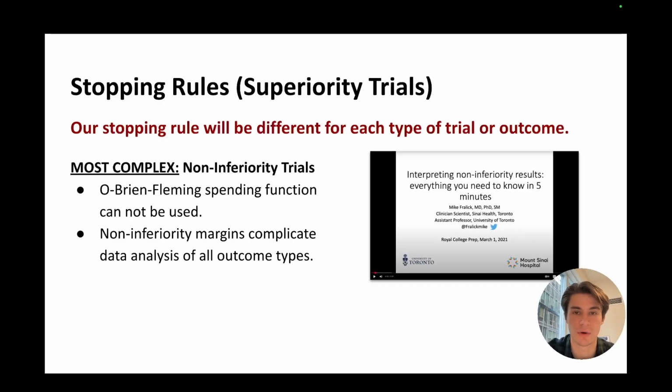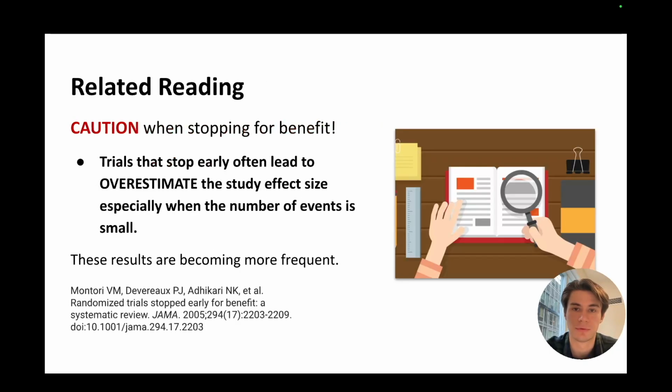What I find to be most complex would be dealing with stopping rules in non-inferiority trials. In these, an O'Brien-Fleming spending function cannot be used, and secondly, non-inferiority margins further complicate the data analysis of every type of outcome, whether it be binary, continuous, or time to event. I won't get into these too much, but there is another video on the channel about interpreting non-inferiority results, another quick 5-minute crash course.